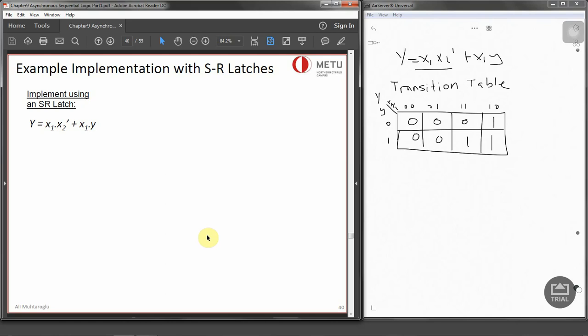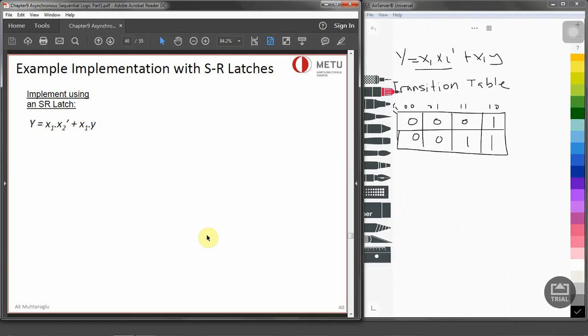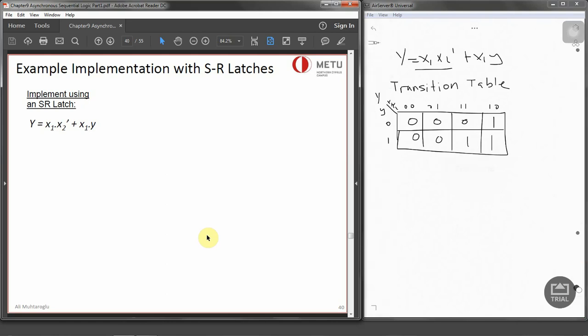Now let's take into circles the stable states. Present state is 0, next state is 0, present state is 0, next state is 0, and present state is 1, next state is 1, and we have got all these covered as stable states.